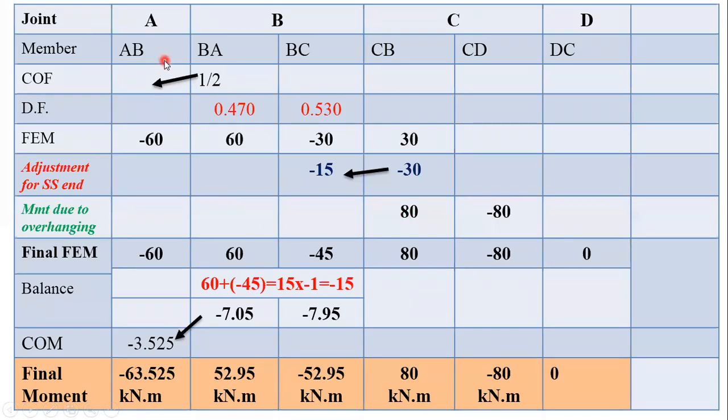So the number of members connected to those joints are: for A it will be AB, for B it will be BA and BC, at C it will be CB and CD, at D it is DC. Now carry over factor. Now carry over factor will be there under 3 conditions. Now tell me why this carry over factor is taken from BA to AB? What is the reason?